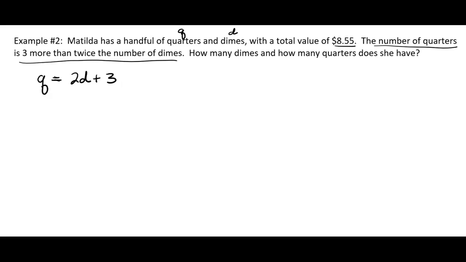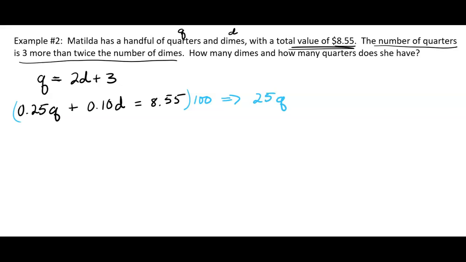Okay, great. Now let's go to the value equation. Each quarter is going to be 25 cents, so 0.25Q, and each dime is going to be 10 cents. So 25 cents for each quarter, 10 cents for each dime, for a total of $8.55. Now I would probably take that bottom equation and multiply by 100 to get rid of the decimal. Just assume get rid of the decimals. Think of it in terms of pennies.